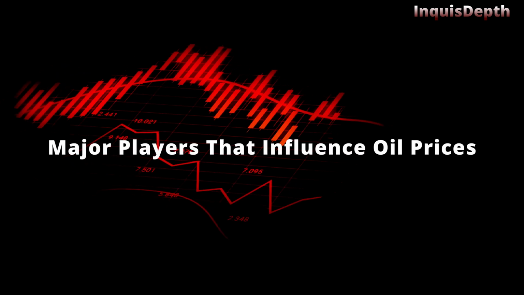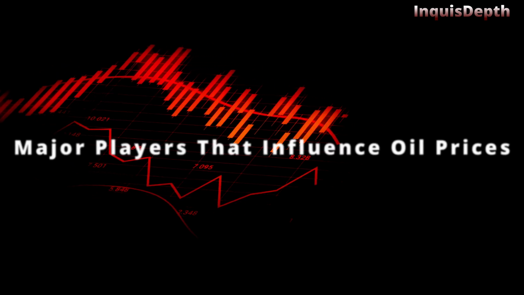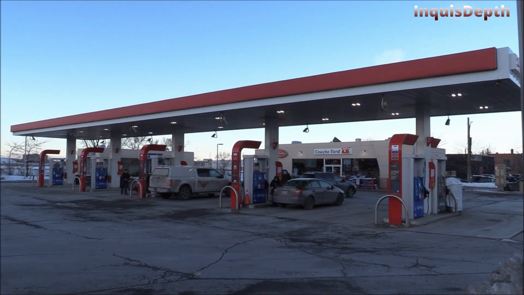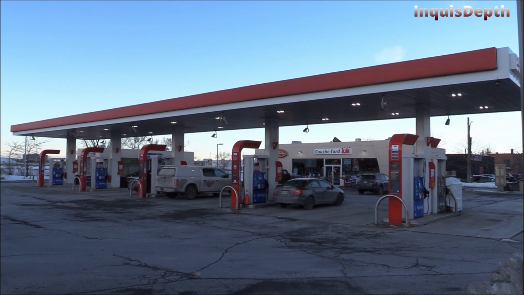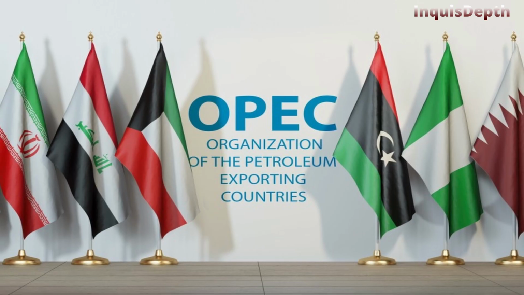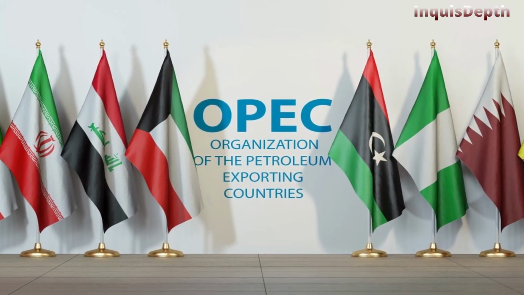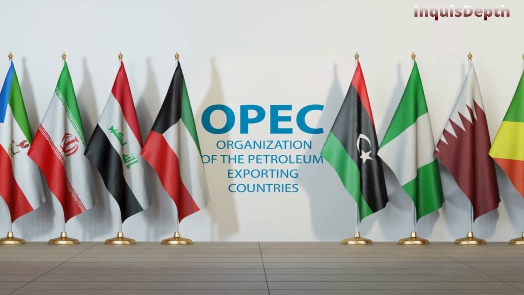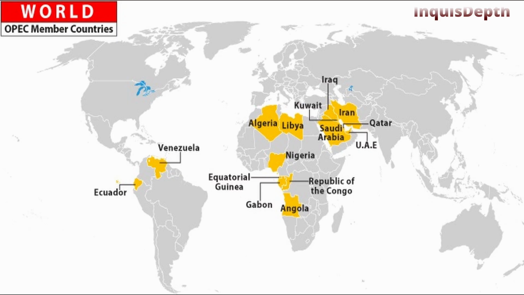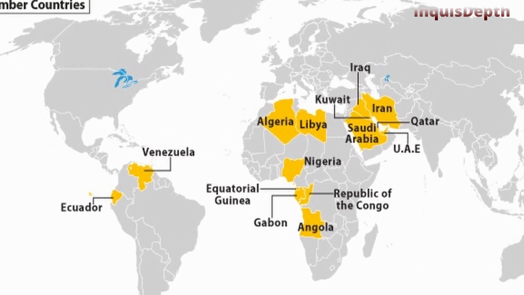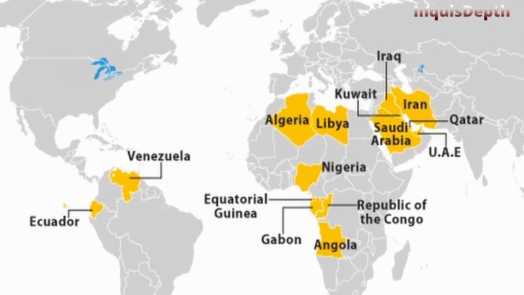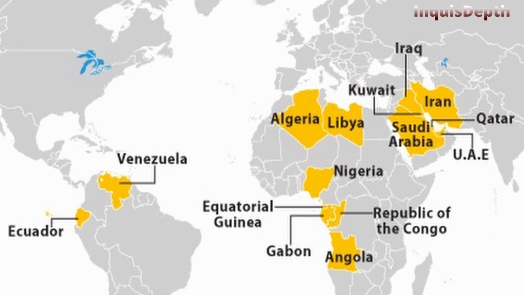Major players that influence oil prices. Who are the key players shaping oil prices? The market is vast and complex, but a few influential groups and nations hold the most sway. The Organization of the Petroleum Exporting Countries, OPEC. This group of 13 oil-producing nations, including Saudi Arabia, Iraq, and Venezuela, controls about 40% of the world's oil supply. Together, they have the power to influence prices by coordinating production levels.